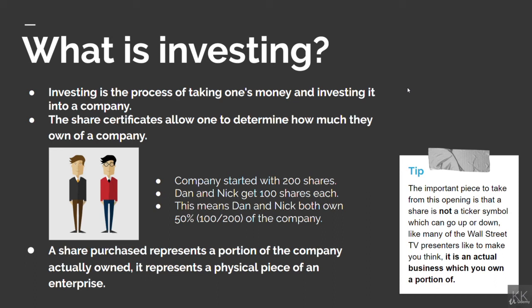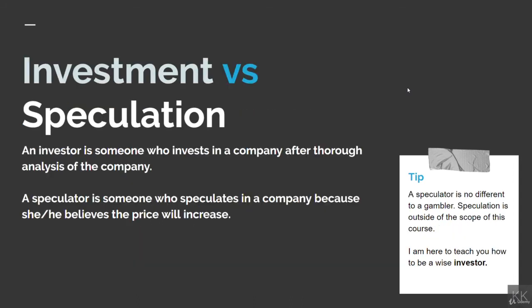There are multiple words for shares. Some people call them equities, stocks, securities, or just shares. The important piece to take from this opening is that a share is not a ticker symbol, which can go up or down, like many of the Wall Street TV presenters like to make you think. It is an actual business which you own a portion of. So, as an investor, you are someone who purchases shares in a company.